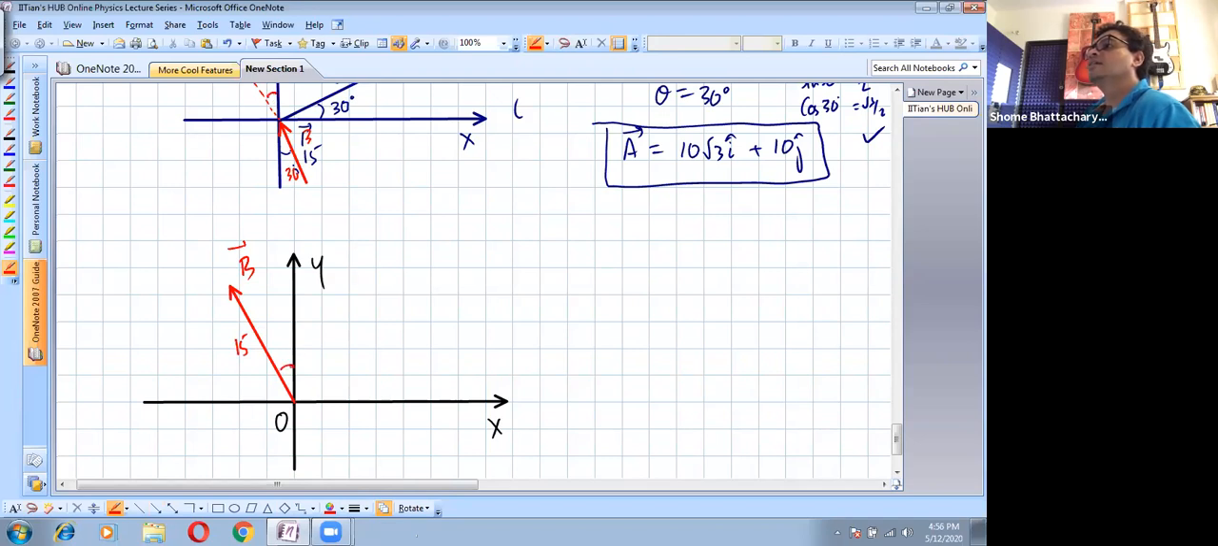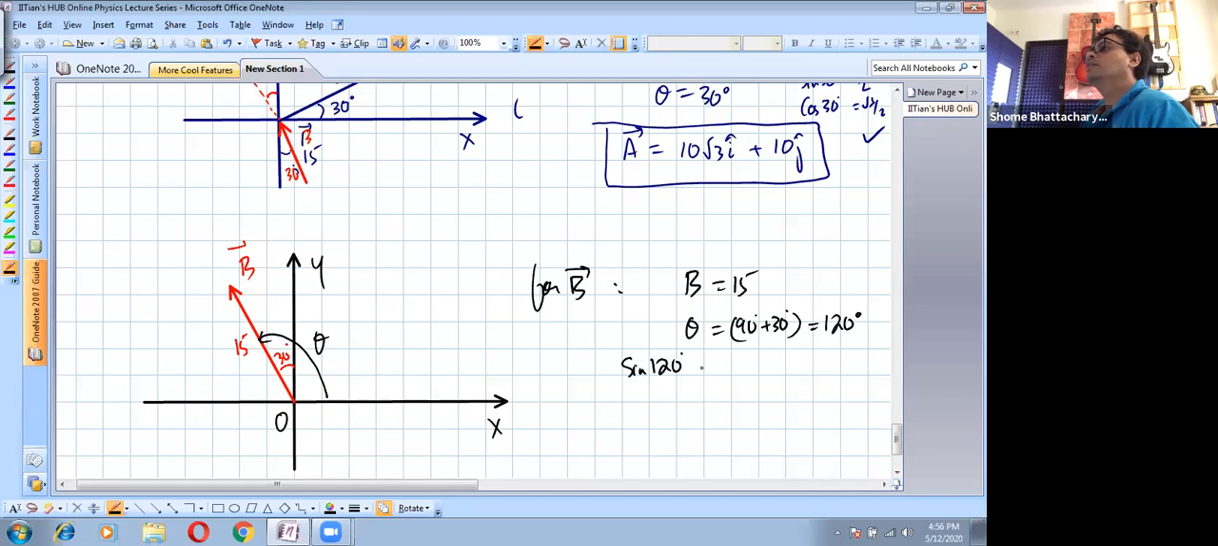So this angle here is 30 degrees. Okay. So you can see what is the angle that the vector B is making with respect to the positive x-axis. That angle is this. So theta for the vector B, the magnitude is 15, but the angle theta is 90 plus 30 or 120 degrees. Okay.